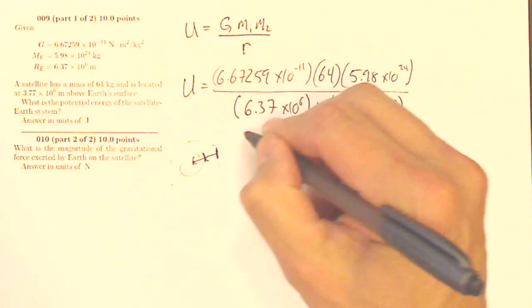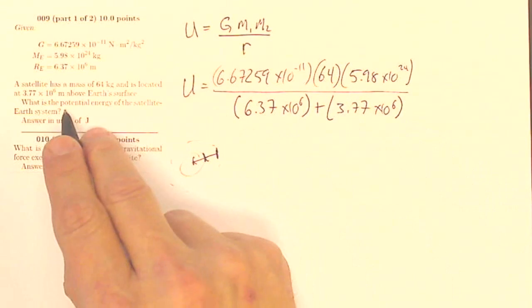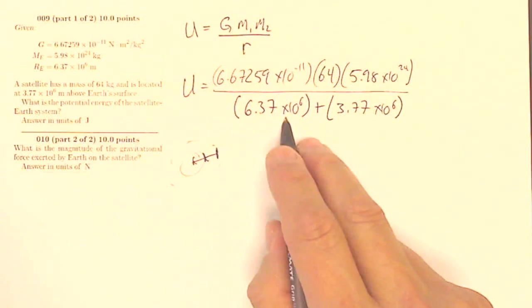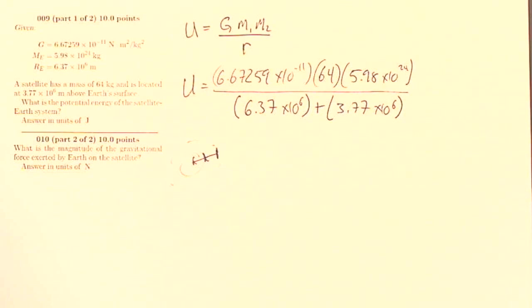So make sure you've got that whole thing in the denominator. And that will give you the potential energy of the satellite Earth system. That's how much energy is between the satellite and the Earth.